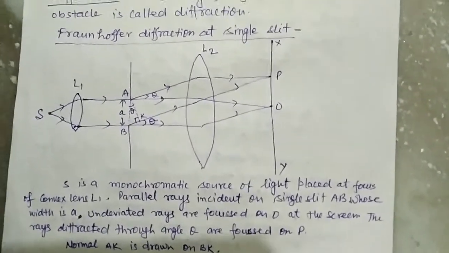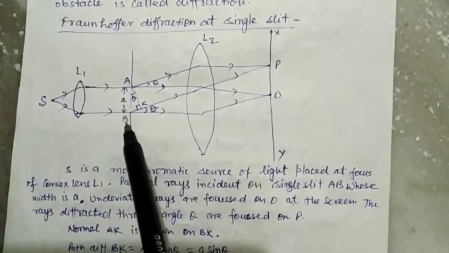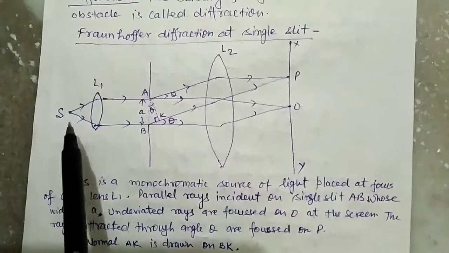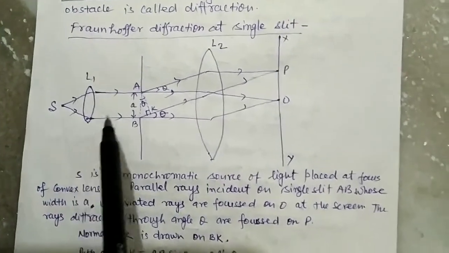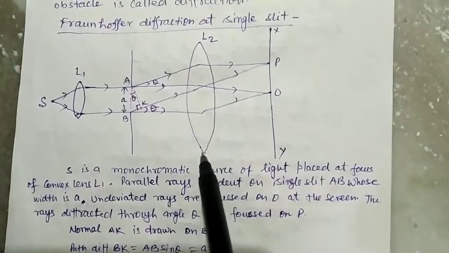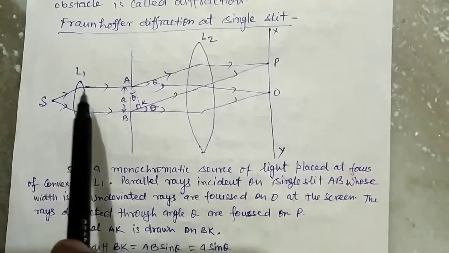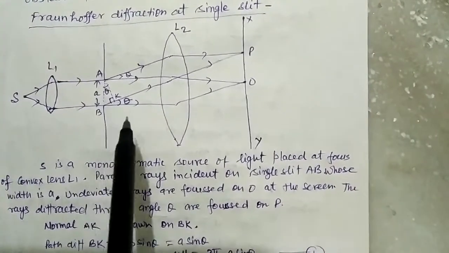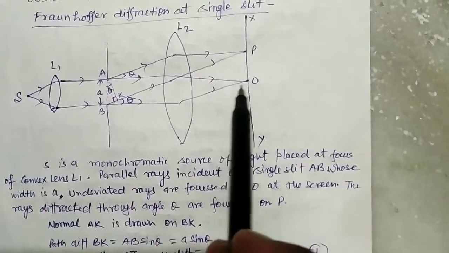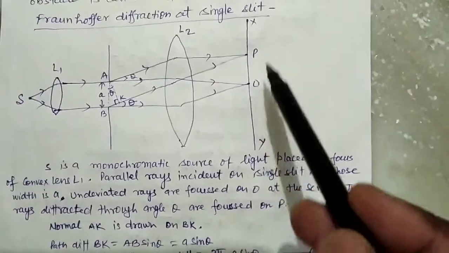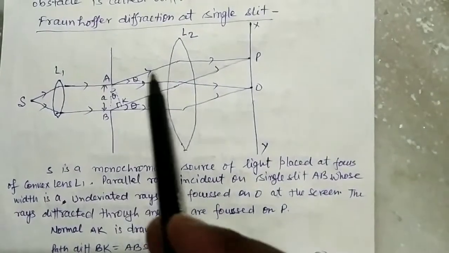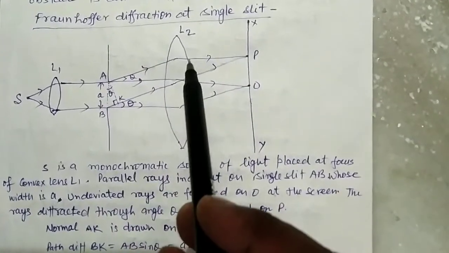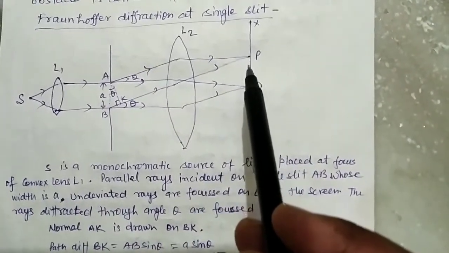In this figure, AB is the single slit whose width is a. S is the source of monochromatic light. L1 is the convex lens and L2 is another convex lens. The rays after L1 become parallel and fall on slit AB. These rays are undeviated rays focusing at point O on the screen, and these rays are diffracted rays at an angle of theta focusing at point P of the screen.